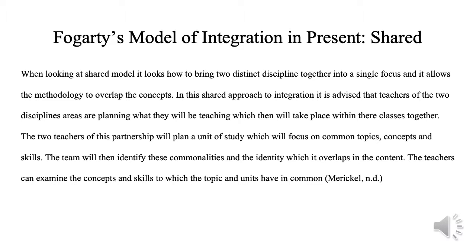The teachers will be able to form a partnership and plan the unit of study, which looks at common topics, concepts, and skills. In this unit, the subjects will overlap, and it will help the teachers to identify what the students already know with their prior knowledge and what they'll be able to extend on with their existing knowledge throughout this unit.